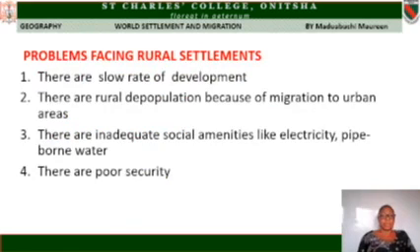Problems facing rural settlements. One, there are low rates of development. Two, there is rural depopulation because of migration to urban areas, especially of the youth. Youth migrate from the rural areas to urban areas to look for employment. Three, there are inadequate social amenities like electricity and pipe-borne water. The youth migrate to urban areas where there are electricity, pipe-borne water, and other social amenities. Four, there is poor security because people are isolated.